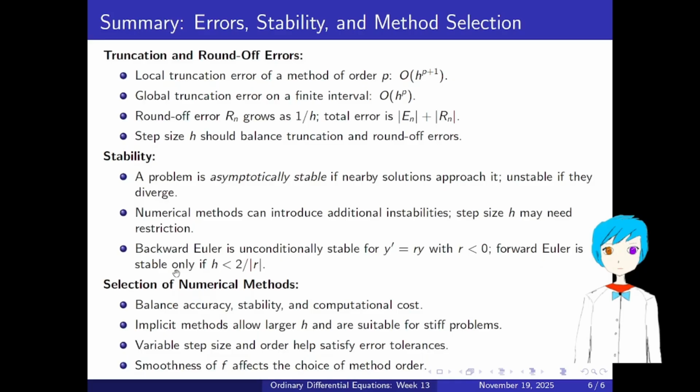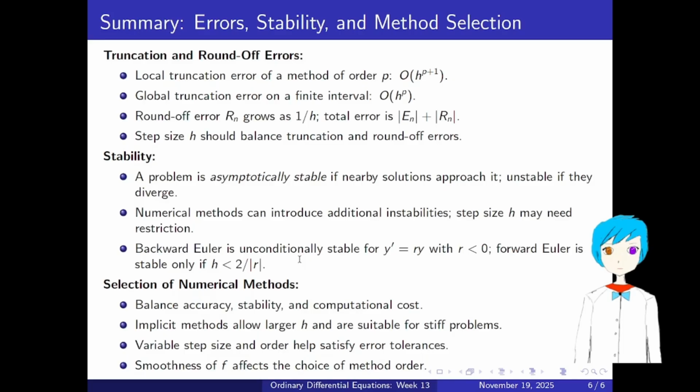The forward Euler's method is stable only if the step size is smaller than 2 divided by the absolute value of r. For RK methods and other methods, we can also perform stability analysis and derive the constraint on the step size h. So when selecting the appropriate numerical methods, we wish to balance accuracy, stability, and computational costs.